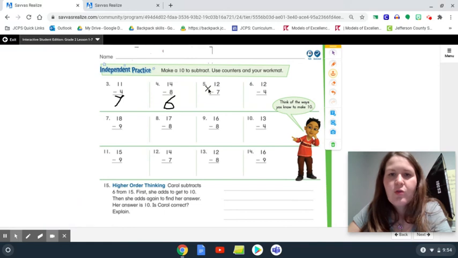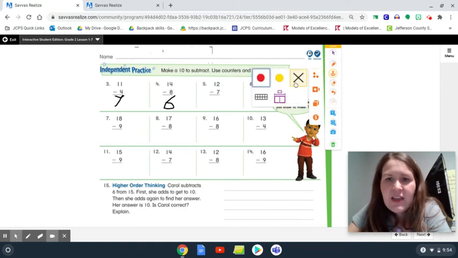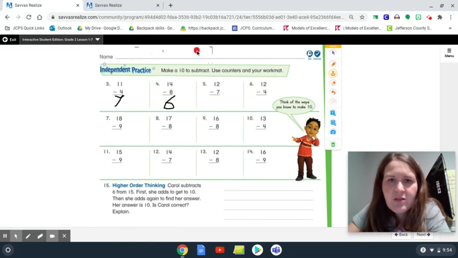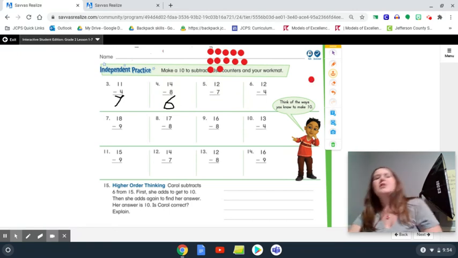Let's try this one. I don't know why there's an X now. 12 minus 7. This one right here. So I'm going to try and do it this time. I'm going to use the counters again. I'm just going to put 12. So I could go 1, 2, 3, 4, 5, 6, 7, 8, 9, 10, 11, 12. I covered up the directions, but that's okay.